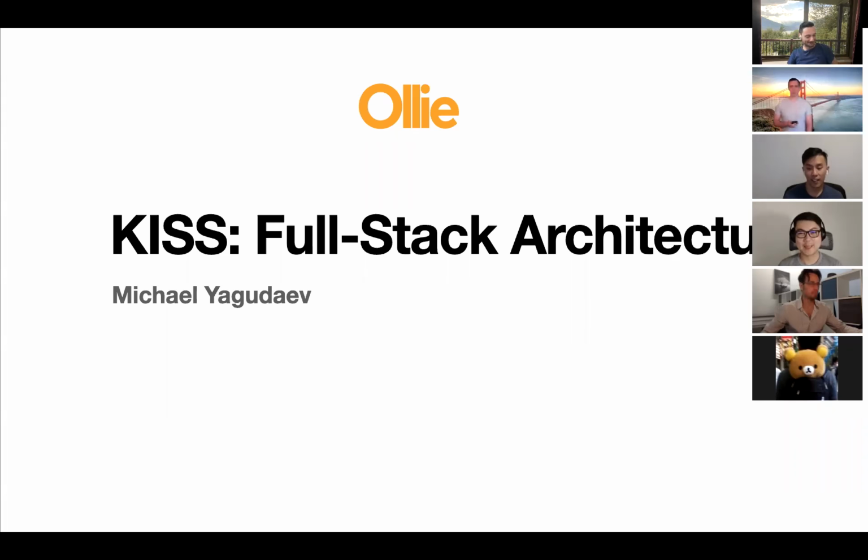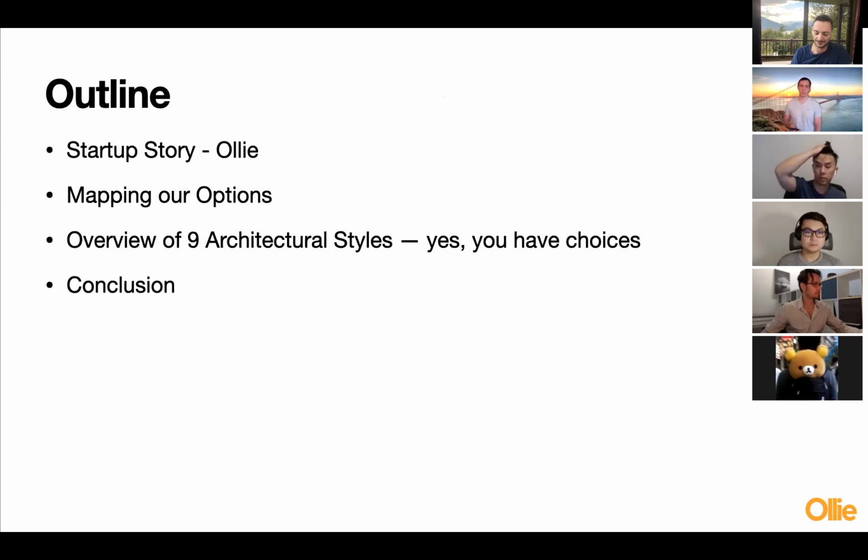Cool. So I want to talk to you today about architecture and how to keep it simple, and tell you a little bit about our story over at Ollie. I wanted to go over how we tried to simplify our architecture, where we started, where we ended up, and talk to you about the map of the different options, and then talk about the 9 different architectural styles as I've defined them here. And it was good to hear that a lot of us were using some of those styles, some of us going back and trying to simplify as well. So that was also interesting to hear.